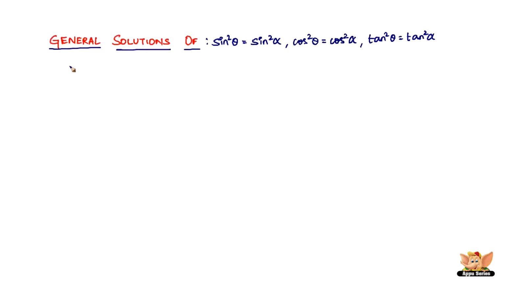In this video, let us look into the general solutions of sine square theta equals sine square alpha, cos square theta equals cos square alpha, and tan square theta equals tan square alpha.